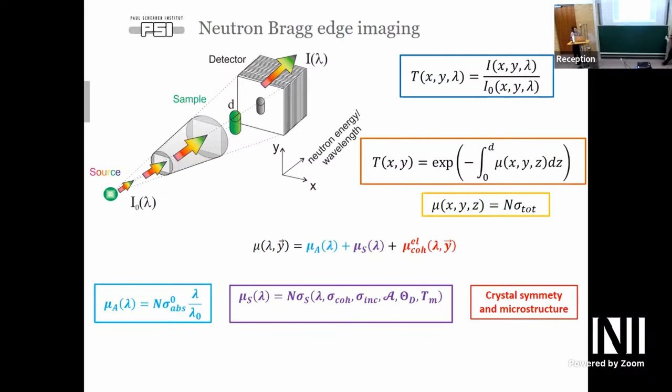The first two, the absorption coefficient and the scattering coefficient, have a smooth dependence on neutron wavelength. It's actually a function that we can use to calculate how these two contributions will be. But the third component, which is the elastic coherent component, is the one which is linked to the crystal symmetry and the microstructure. That's the one related to the neutrons that are reflected on the crystal planes. Exactly this component is the one that we want to simulate, that we want to extract information from.